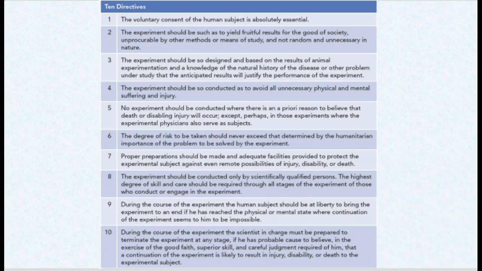6, the degree of risk taken should never exceed that determined by humanitarian importance of the problem. So no one's life is worth, in the name of science, justification. Number 7, proper preparations should be made and adequate facilities provided to protect subjects, even against remote possibilities of injury or death. Number 8, the experiment should only be conducted by scientifically qualified people. Number 9, during the course of the experiment, if somebody wants to quit or say, I've had enough, they should have the liberty to be able to end the experiment. And number 10, the scientists in charge must be prepared to terminate the experiment at any stage if they have good cause to believe that it would be in detriment to the people involved.